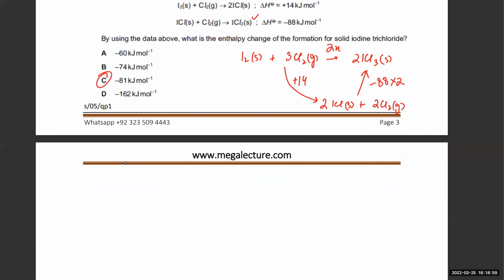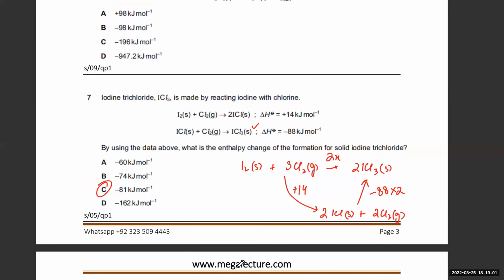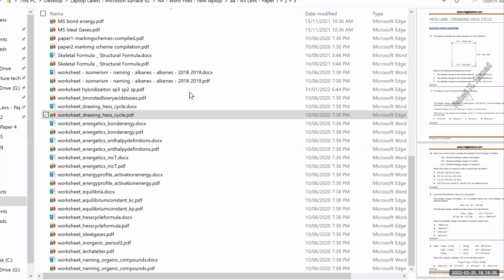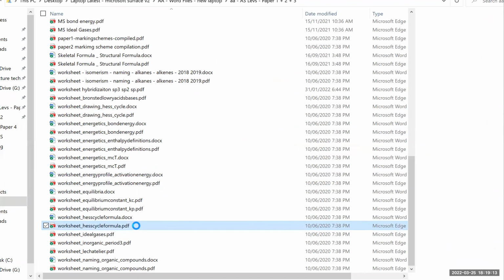Now that's about drawing the Hess cycle. The other version of the question is very easy. The other version of the question is with formulas. But the formulas are conditional. You can't apply the formulas to every question, so you have to look out for the right type of question.